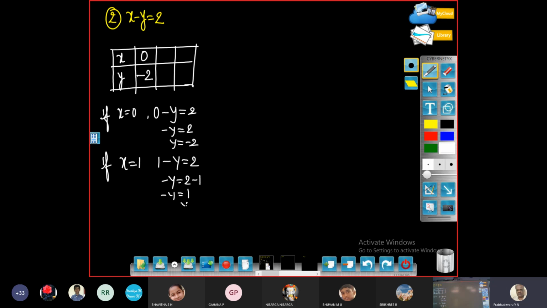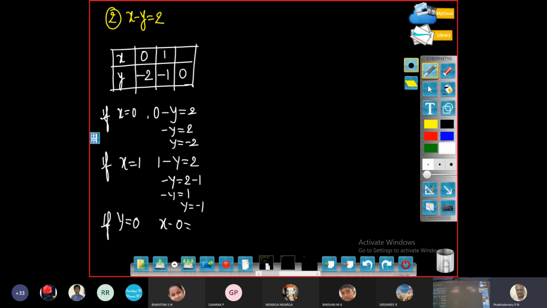Minus y is equal to 1, or y is equal to minus 1. So if the x value is 1, the y value is minus 1. Similarly, if you take y is equal to 0, instead of x is equal to 0, take the values for y also.